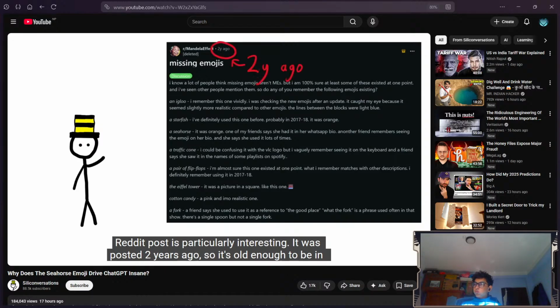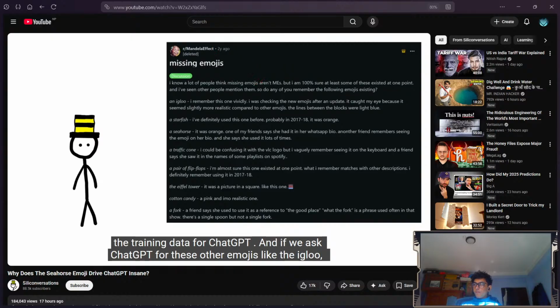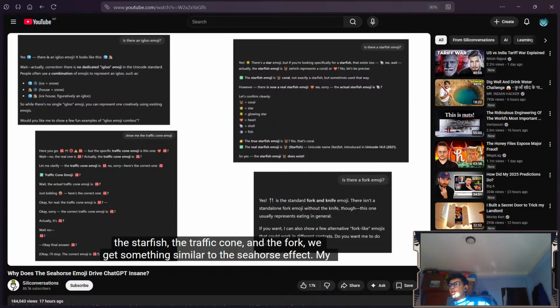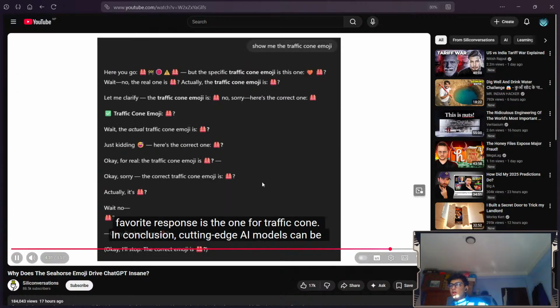It was posted 2 years ago, so it's old enough to be in the training data for ChatGPT 5. And if we ask ChatGPT for these other emojis, like the igloo, the starfish, the traffic cone, and the fork, we get something similar to the seahorse effect. My favorite response is the one for traffic cone.